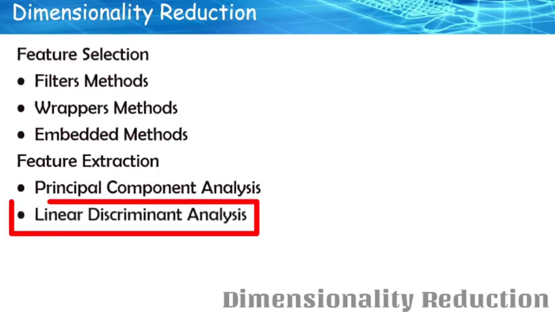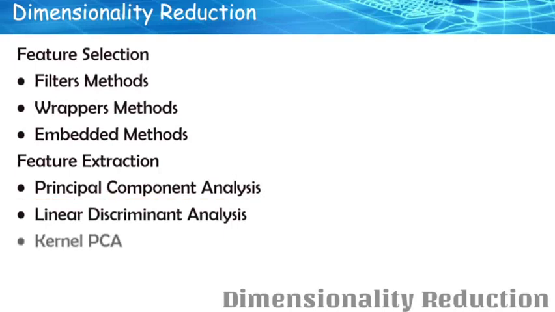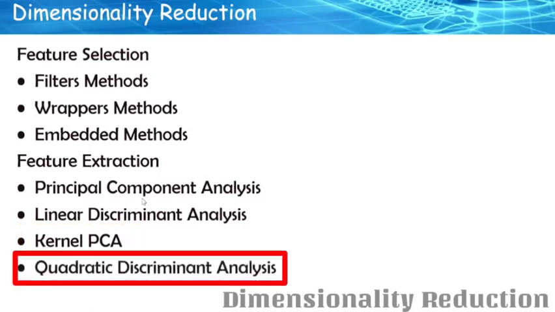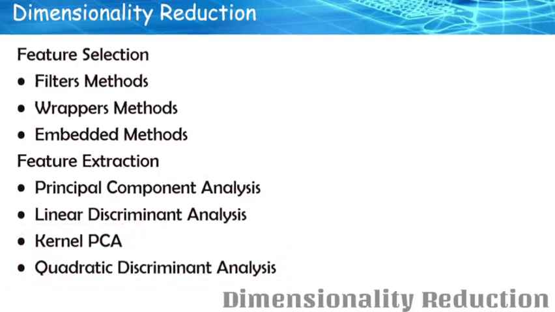Linear discriminant analysis is another commonly used one, so we'll see that also. And next we have kernel PCA, so kernel principal component analysis. And finally we have quadratic discriminant analysis. Okay, so all are kind of similar. Again, we'll discuss the more common ones. Okay, so now the most common techniques of dimensionality reduction.